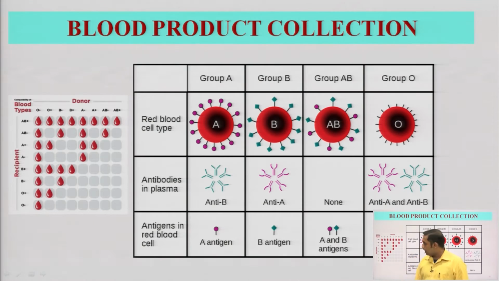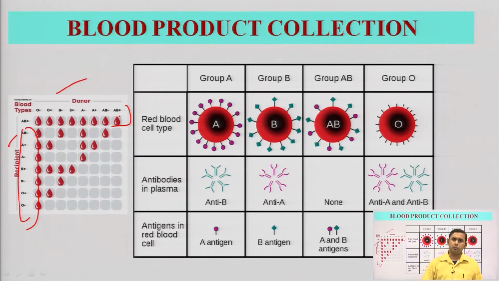So, based on that, this chart was developed, showing who can be the donor, and if they donate, who can accept this blood. Okay, in a nutshell, everybody cannot donate blood to everybody. We have to follow the chart.